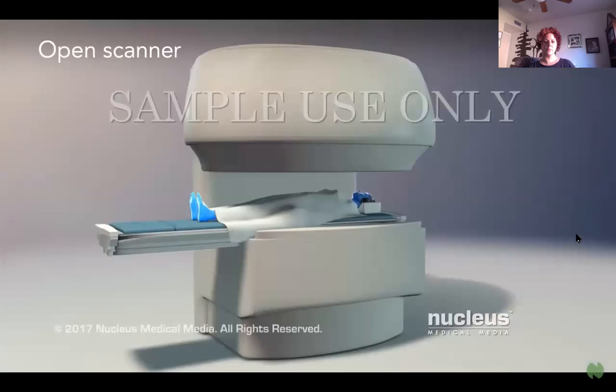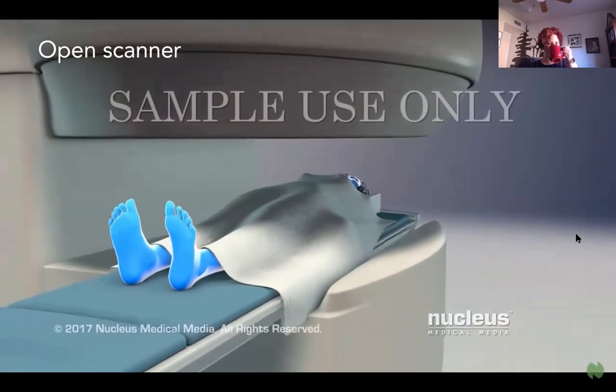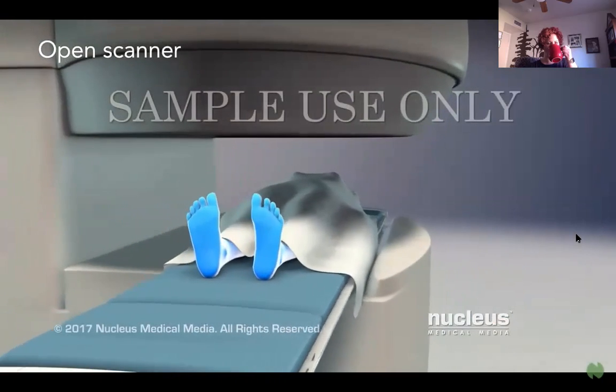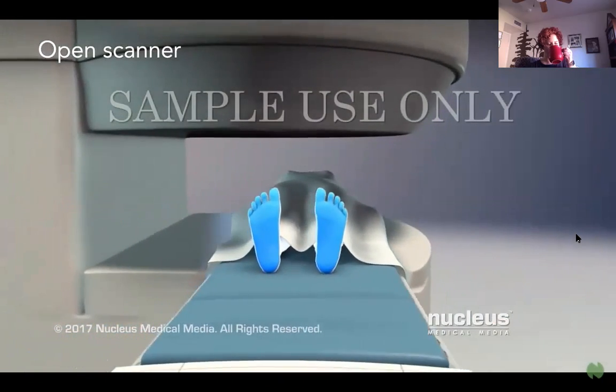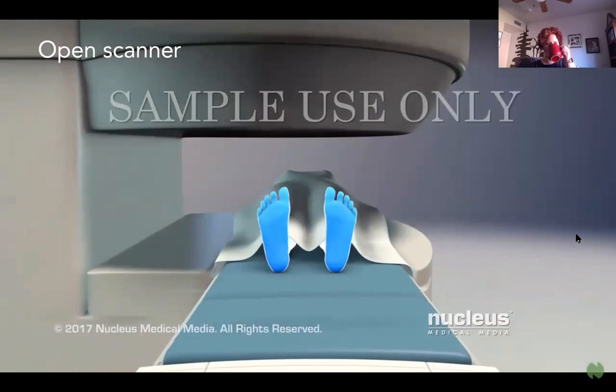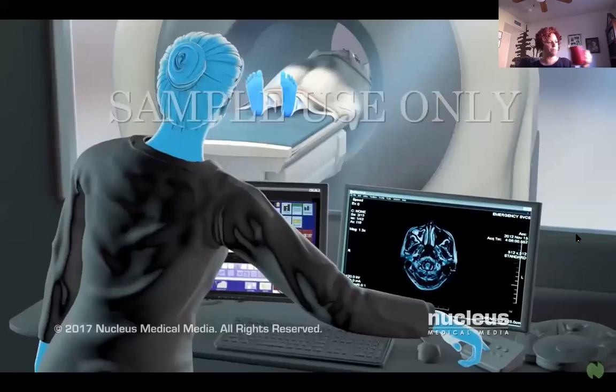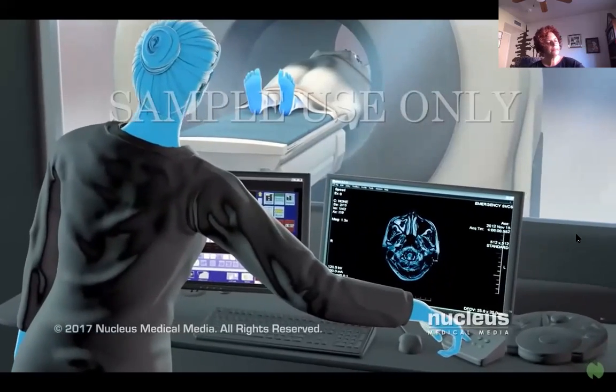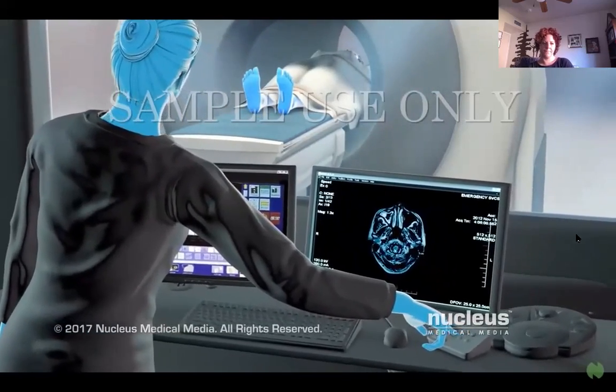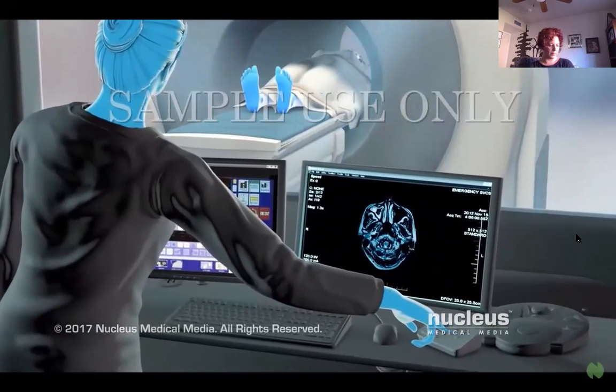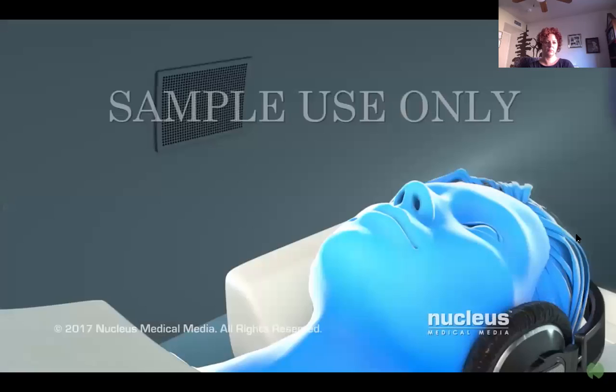In some areas, open scanners are available. This scanner is open on the sides, so you won't be completely surrounded by the machine. However, the pictures may not be as good as with closed scanners. For either type of scanner, a technologist will operate it from the next room. You will be able to talk to each other through a two-way speaker.